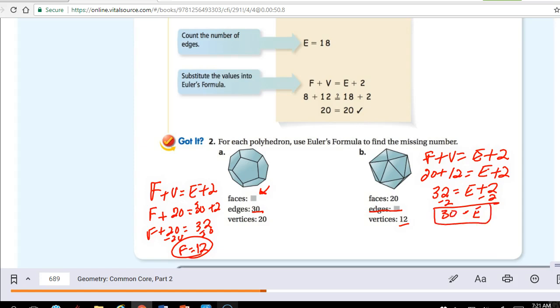Okay? So that must mean that there are 30 edges here, just like there were 12 faces here. Okay? And you can see that this is rearranged, but it's the same numbers. That's why we ended up with some of the same concepts here.